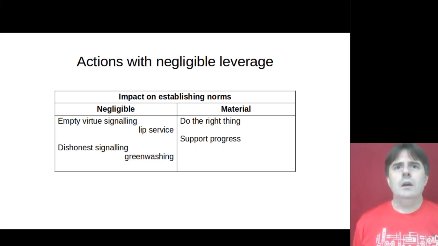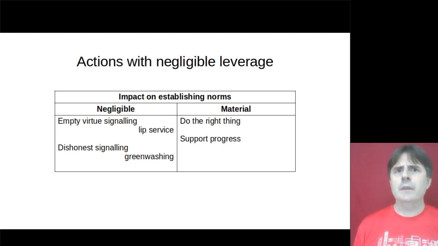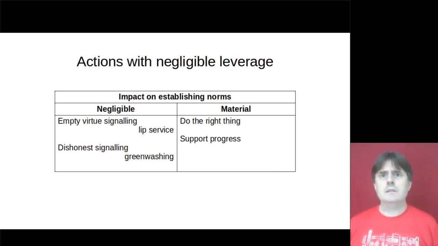So how then to think about actions which have negligible leverage? Those which have direct leverage, of course, you should be using. But what about where the direct leverage is negligible, and in particular where there's a question about establishing norms? Maybe OSI has its abilities. Certainly projects developing software under OSI approved licenses do in some cases. So where that impact is negligible, there's a risk of empty virtue signaling or lip service.